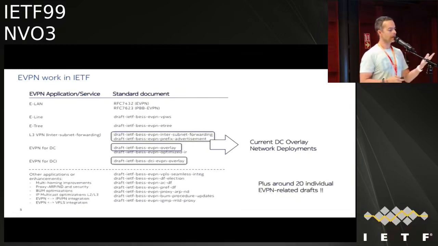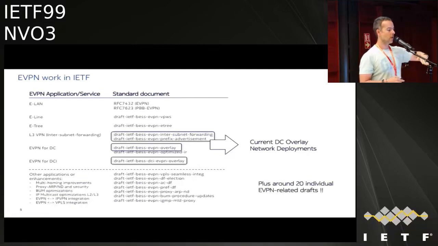And some of them are specific to the use case of the data center and the DCI, right? Specifically, you have here the EVPN overlay draft that talks about how to use EVPN for overlay tunnels like VXLAN, NVGRE. You have the DCI EVPN overlay draft that talks about how to connect overlay data centers to a WAN. And you even have the inter-subnet forwarding and prefix advertisement draft talking about how to provide inter-subnet forwarding using EVPN.